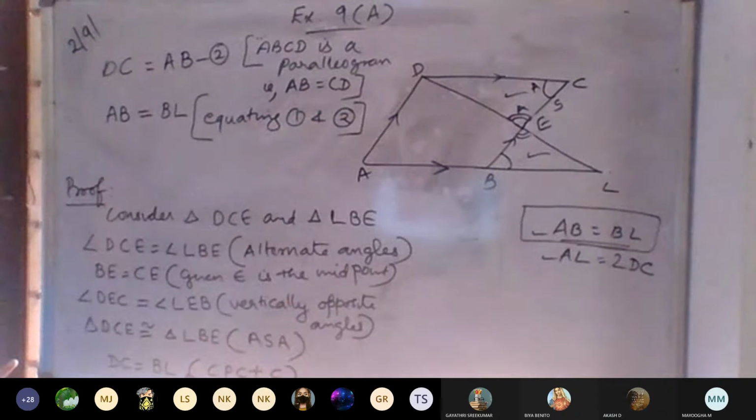Equating 1 and 2, AB is equal to BL. So AL, second, is equal to DC. First part, okay. Then third part.